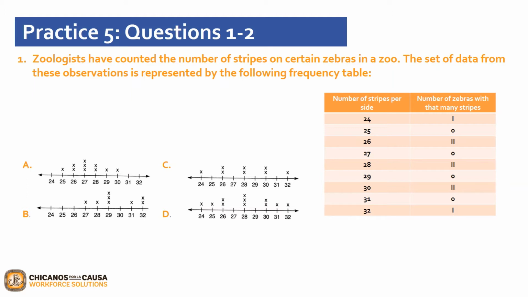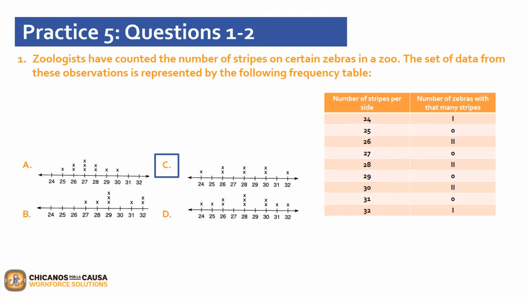So again, we have 1 X over 24, which matches our frequency table. We have no X's over 25, which matches our frequency table. We have 26 stripes per side, which is the next row, with 2 zebras that have those stripes, which matches the line plot of option C. And if we keep going, we can see that option C is the one that aligns most with the frequency table. Therefore, answer C is our final answer.